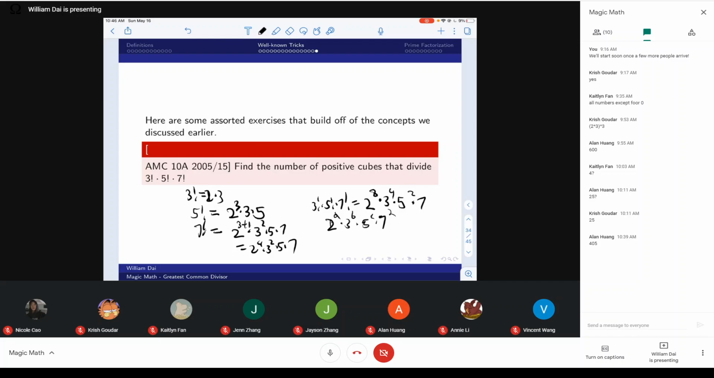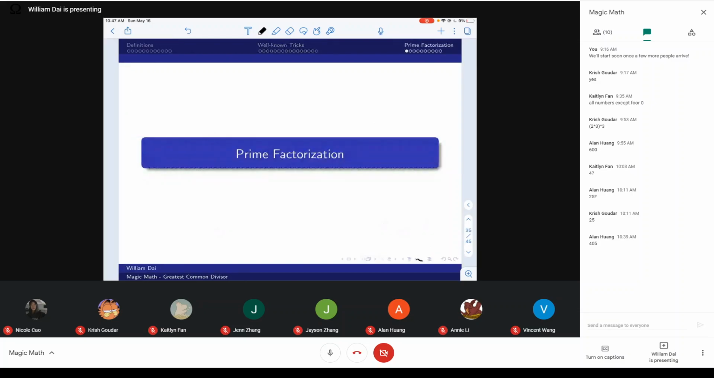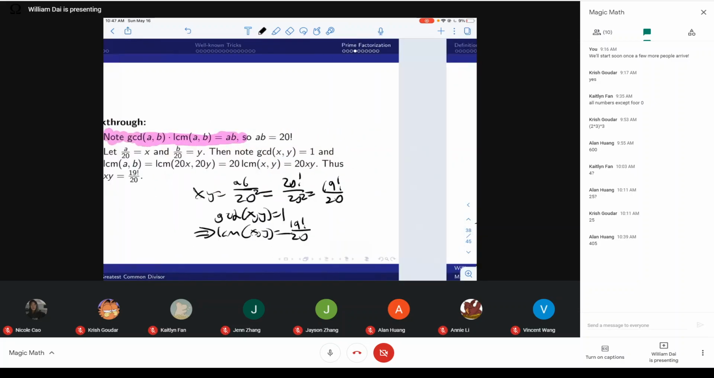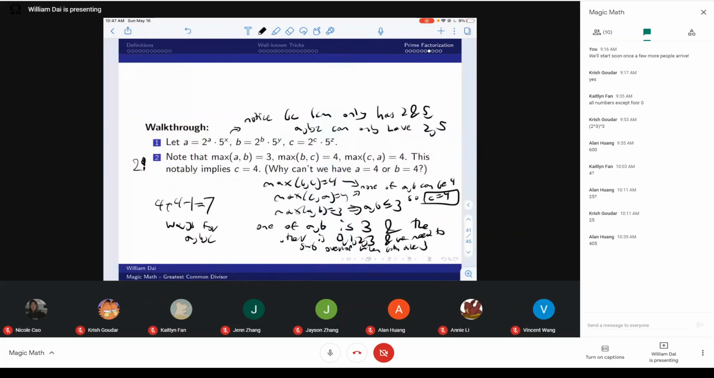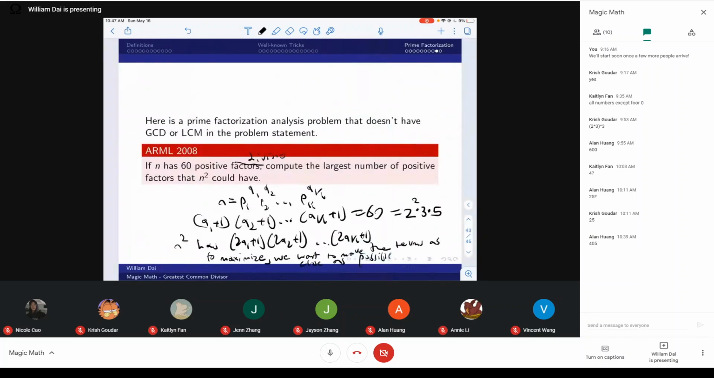So since it's a cube, all of the exponents are going to be multiples of 3. And for a, so a can be 0, 3, 6, b equals 0, 3, c equals 0, d equals 0. And so all of these are independent, again. So we get 6 for multiplying all of the possible choices. Okay, so now we've finally finished every single problem in this very long slideshow.